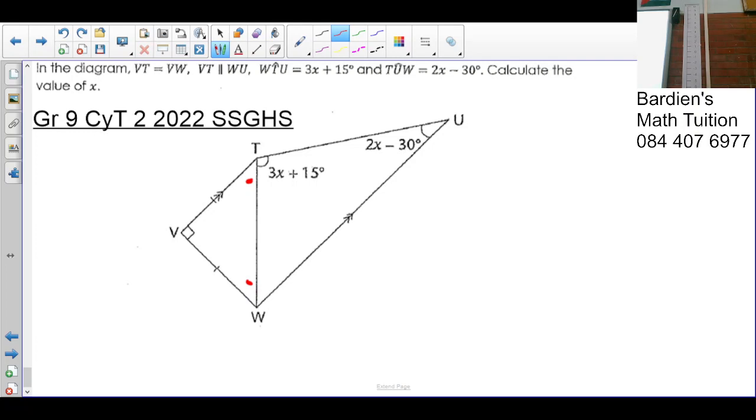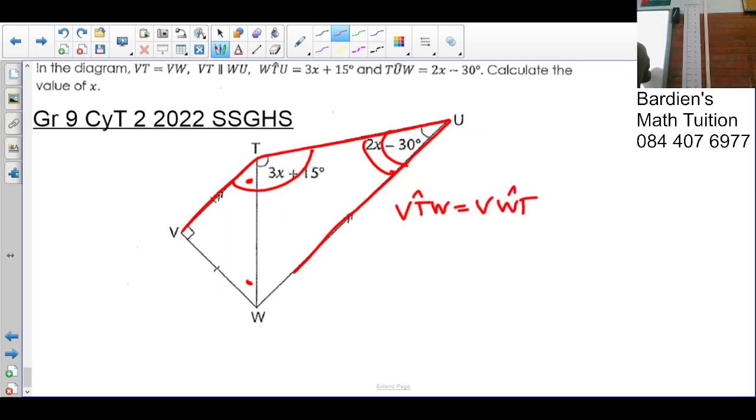So, we need to set up an equation here. Okay. However, these lines are parallel. So, I can set up the fact that this angle here and that angle add up to 180. However, I am short of angle VTW. Can you see that, people? But we know that VTW is equal to angle VWT. Why are these angles equal? Because they are angles opposite equal sides.